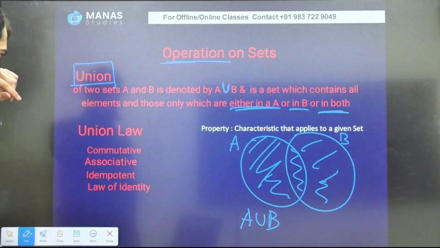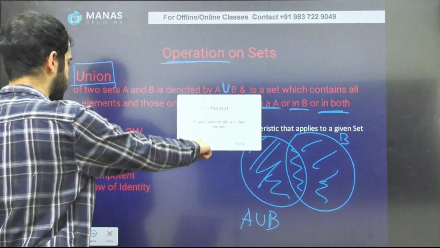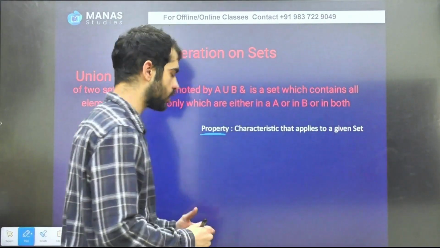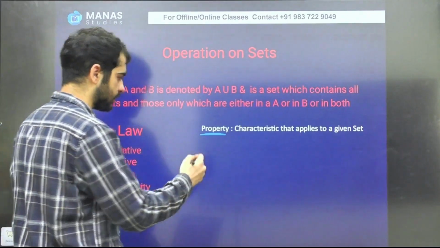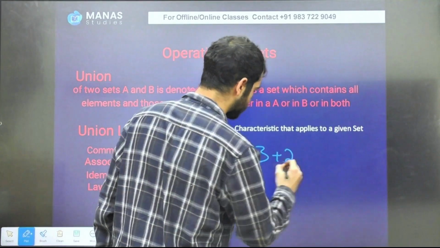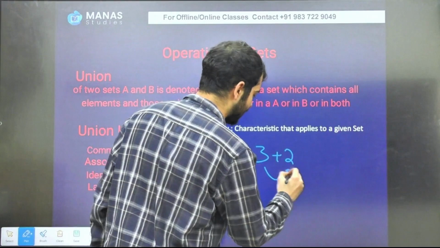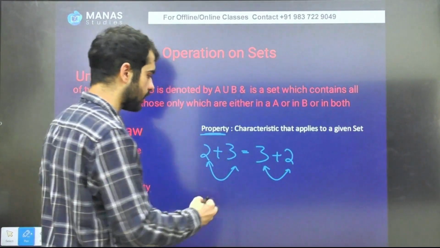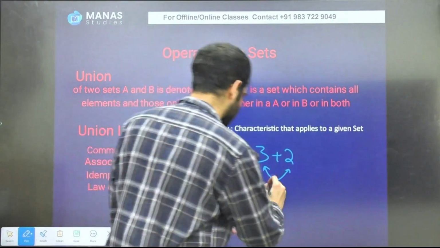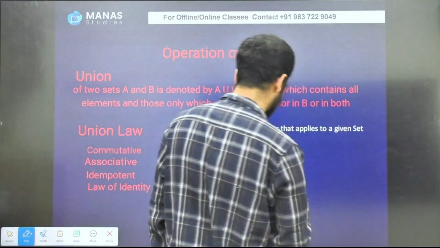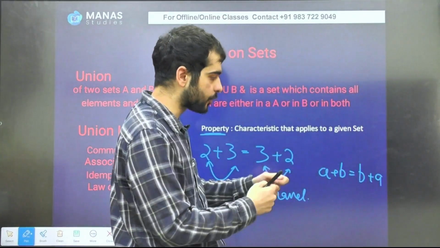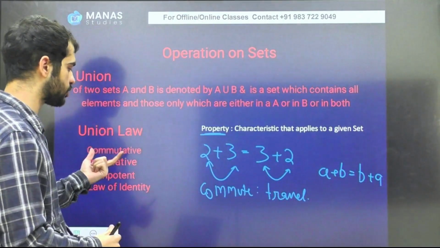Now let's talk about the union law. But before that, let's see what does the word property even mean. Property is a characteristic that applies to a given set. If I'm saying commutative property, so let's take the example of addition. If I write 2 plus 3, it can be written as 3 plus 2. The two elements 2 and 3 can interchange places and still the answer remains the same. Therefore, it comes from the word commute. Commute means to travel from one place to another. And since I can say that A plus B is B plus A, the two elements can commute and interchange places. Therefore, the property is known as commutative.